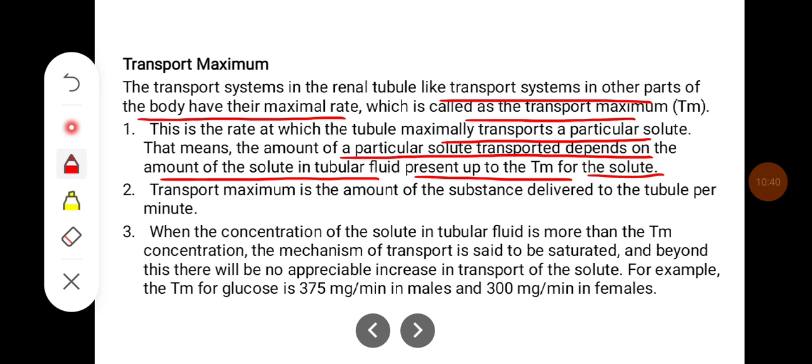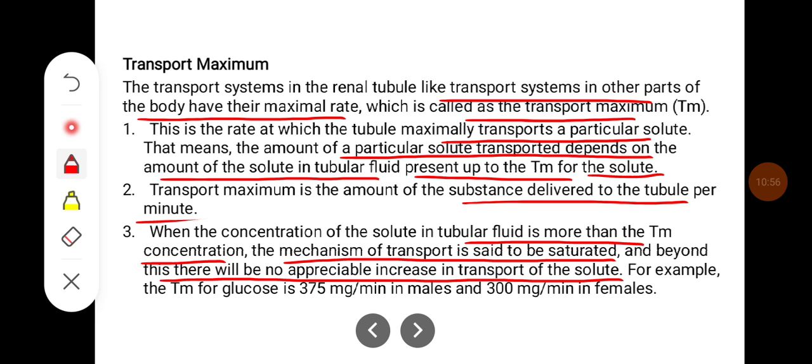Transport maximum is the amount of substance delivered to the tubule per minute. When the concentration of the solute in tubular fluid is more than the transport maximum, the mechanism of transport is said to be saturated. And beyond this, there will be no appreciable increase in the transport of the solute. For example, the transport maximum for glucose is 375 milligrams per minute in males and 300 milligrams per minute in females.